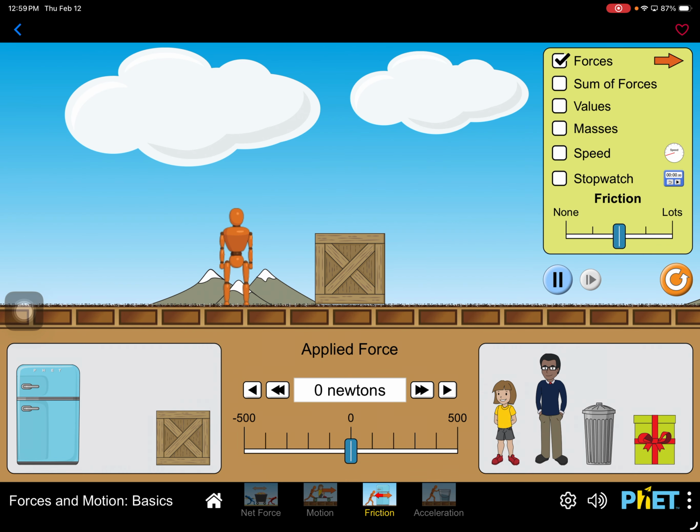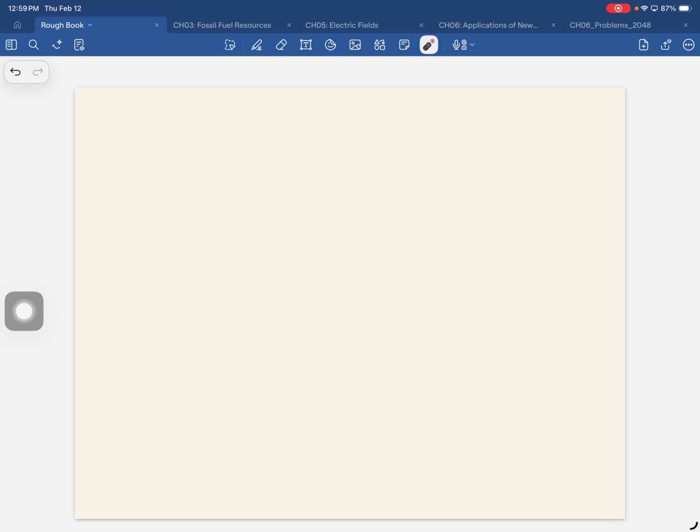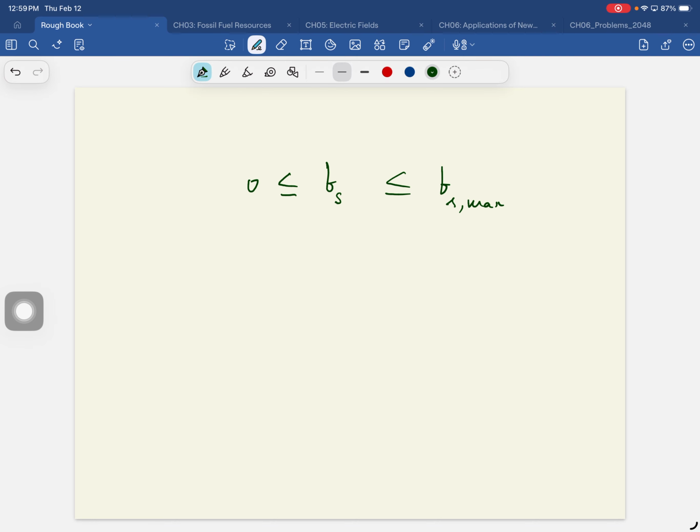It turns out that friction forces are denoted by little f. S tells you it's a static friction force. The static friction force can be anywhere from 0 to a maximum value. When you apply a force equal to the maximum static friction force, the object will start moving. That is the force you need to apply to get it moving. When it's equal to the maximum static friction force, the object will break loose.